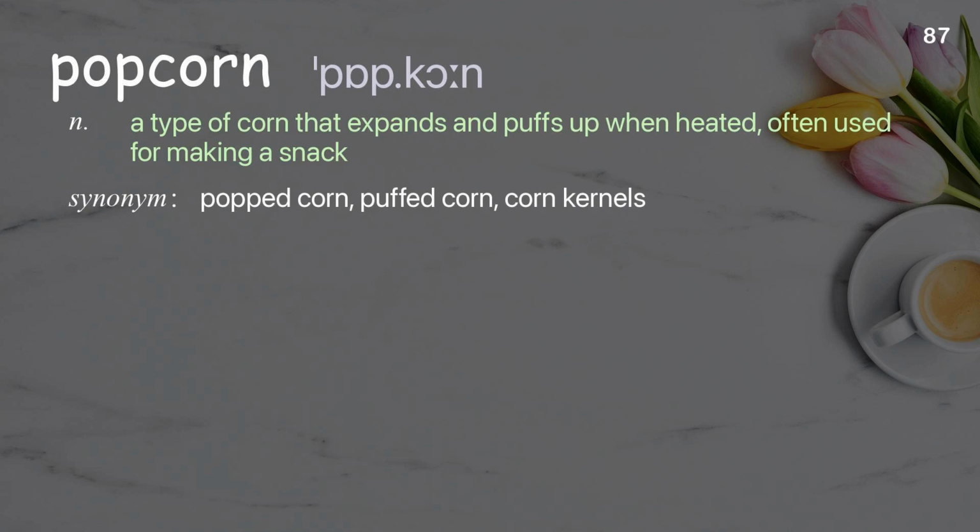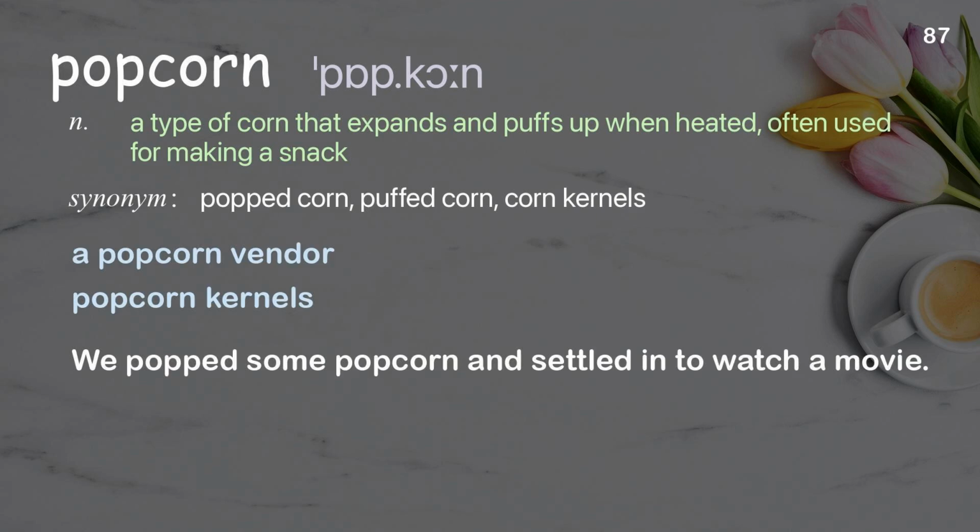Popcorn. A type of corn that expands and puffs up when heated, often used for making a snack. Examples: A popcorn vendor. Popcorn kernels. We popped some popcorn and settled in to watch a movie.